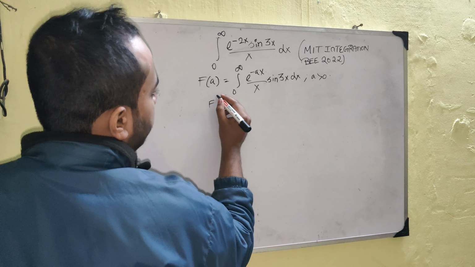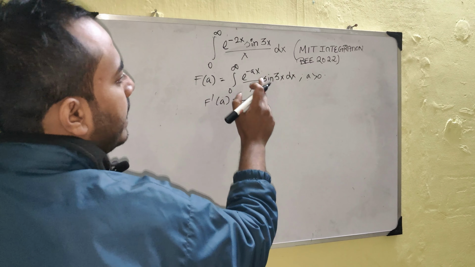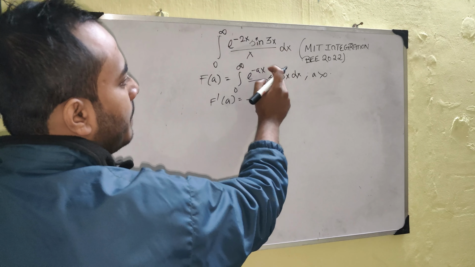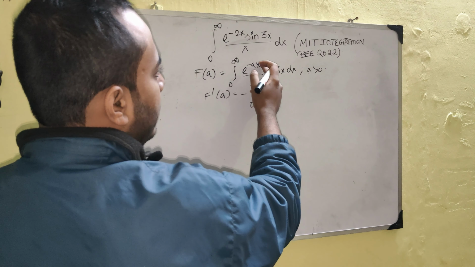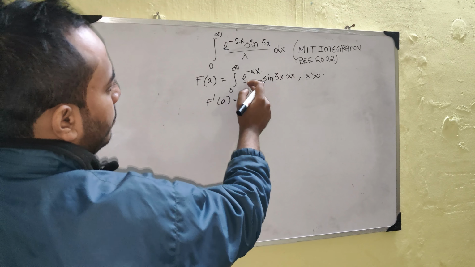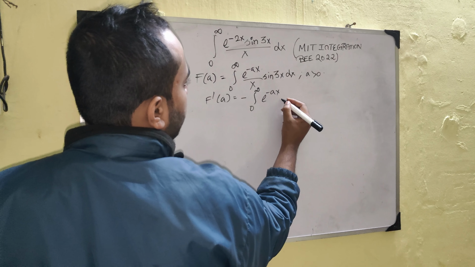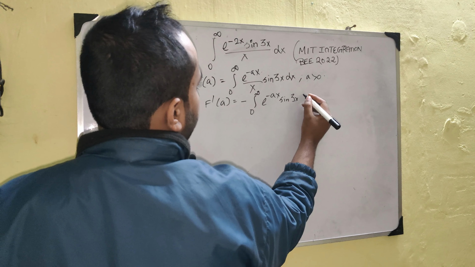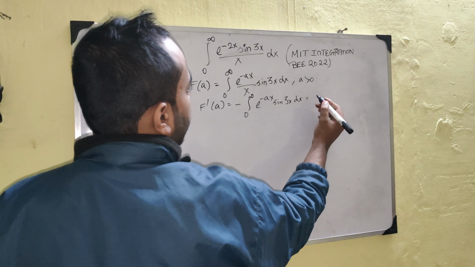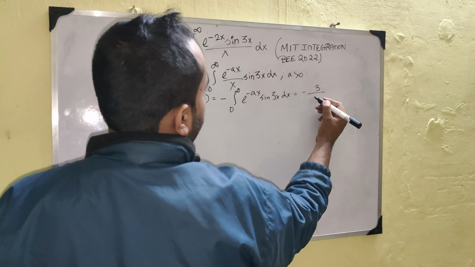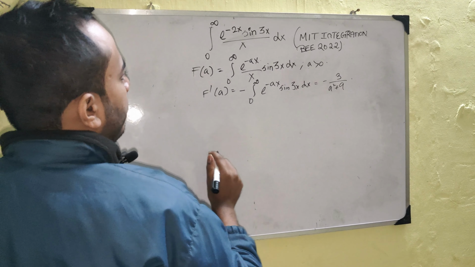If you differentiate with respect to a, you simply get minus integral from 0 to infinity. Now understand, differentiating with respect to a means e to the power minus ax, where x acts as a constant. So basically minus x would come out because of the chain rule, and that x will cancel off itself with this x. So you will be simply left with e to the power minus ax sine 3x dx. It's a pretty standard integral. You must have done it. I will not do it here. It simply means your value is 3 by a square plus 9. Okay. Now this is your value basically.